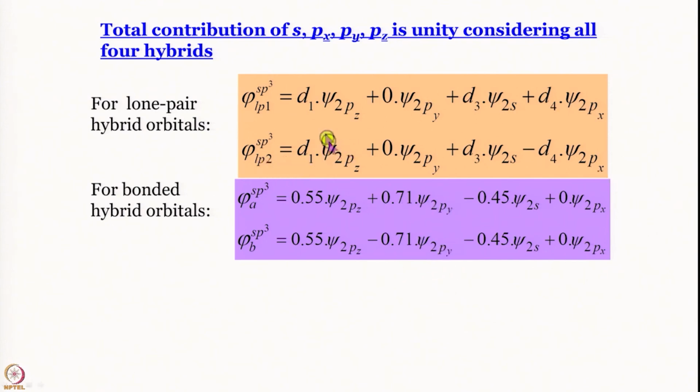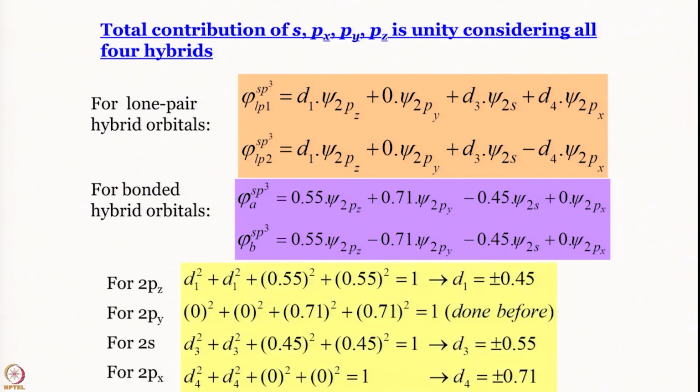Now what will I get then? Total contribution of 2pz has to be 1. So d1 square plus d1 square plus 0.55 square plus 0.55 square, that is equal to 1. For 2s, d3 square plus d3 square plus 0.5 square plus 0.45 square plus 0.45 square equal to 1. For 2px, 2d4 square plus 0 is equal to 1, right. That is very simple, and from there you work out these d coefficients also. I went very quickly here because I think this is very simple algebra which you can handle by yourself. Please let us know in case of any difficulty.